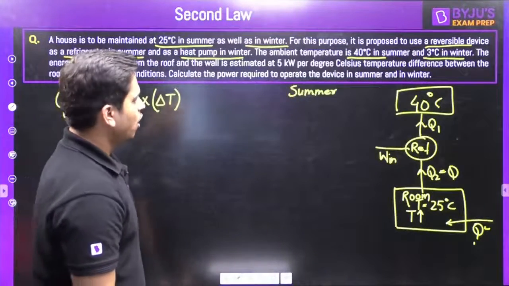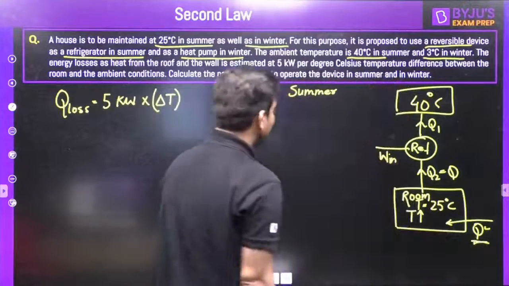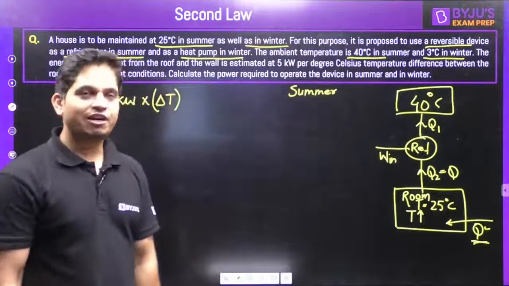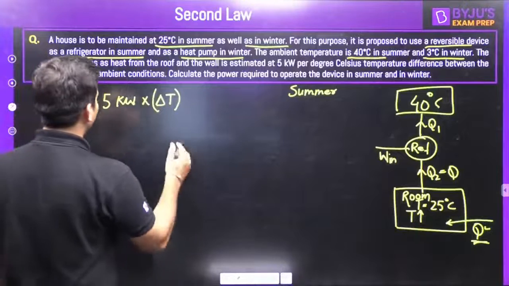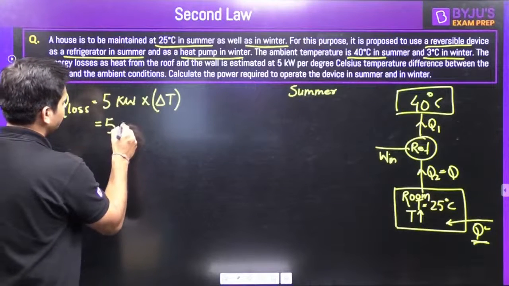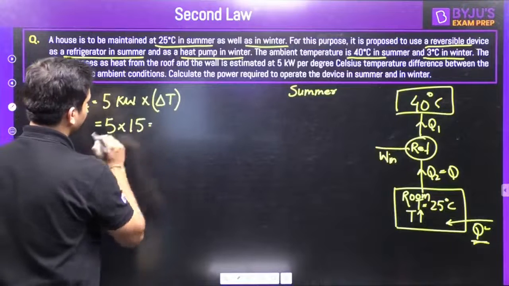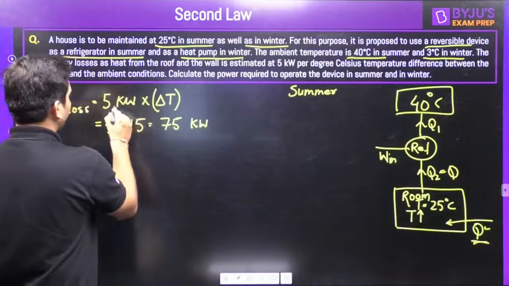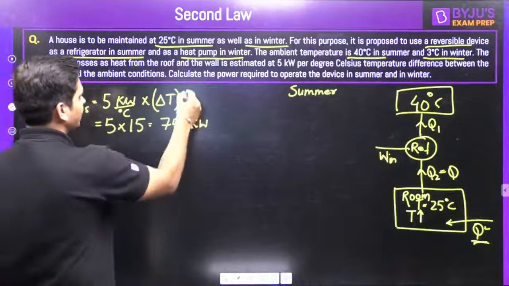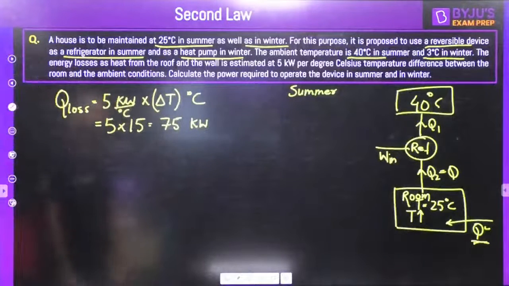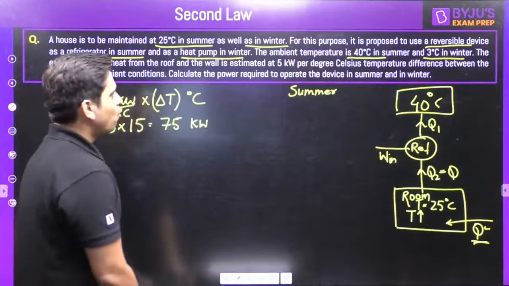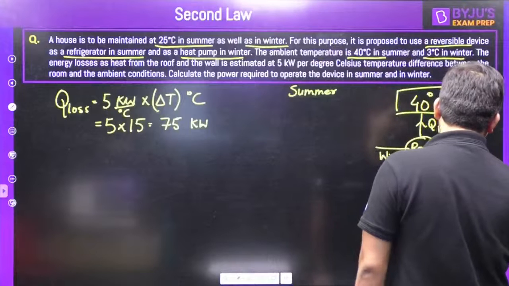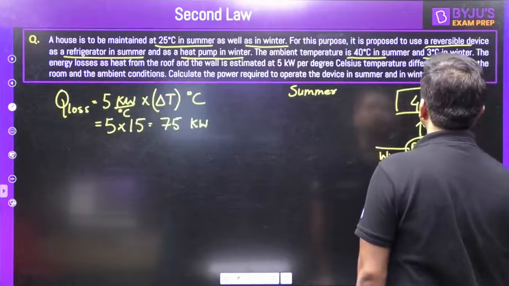Okay. Now what is this Q? This is given as 5 kilowatt per degree Celsius into the temperature difference between room and surrounding. The temperature difference between room and surrounding is 15 degrees. So this is 75 kilowatt. So now I know Q2. Q2 is equal to 75 kilowatt. Okay.